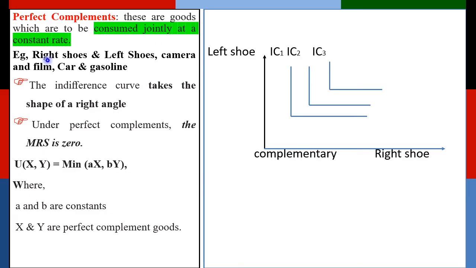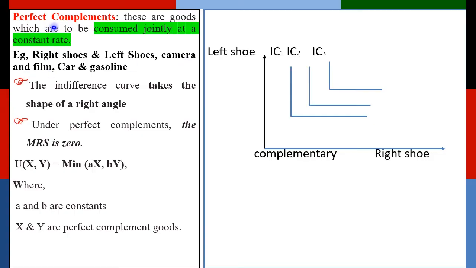For example, right shoes and left shoes are an example of a perfect complement. We can use the right shoes and the left shoes at the same time. Without the left shoes, the right shoes are useless. But when there are a right shoe and a left shoe, an individual person may use the two shoes.